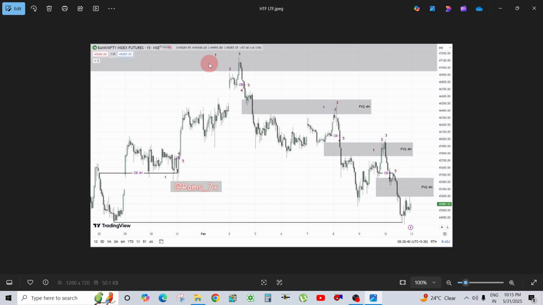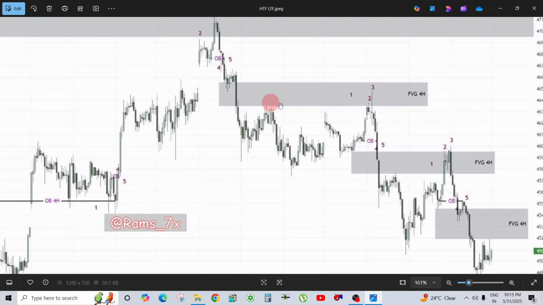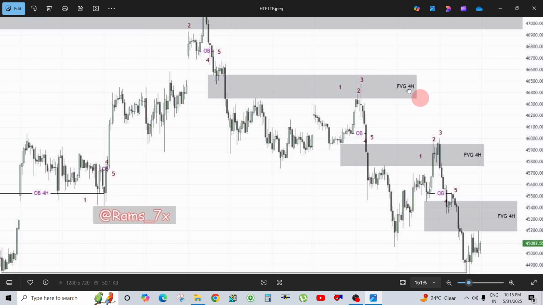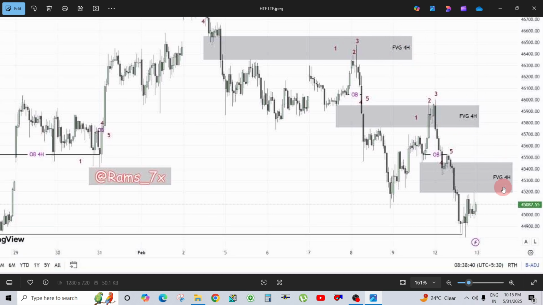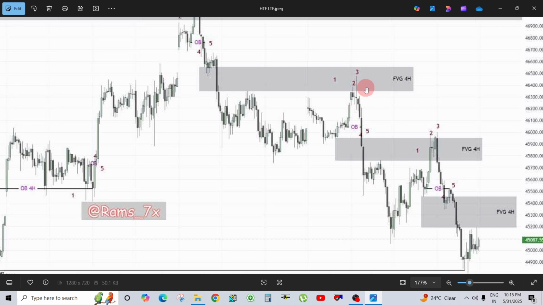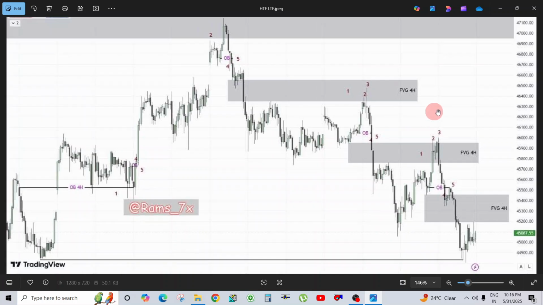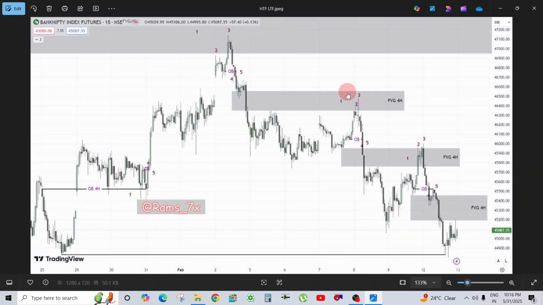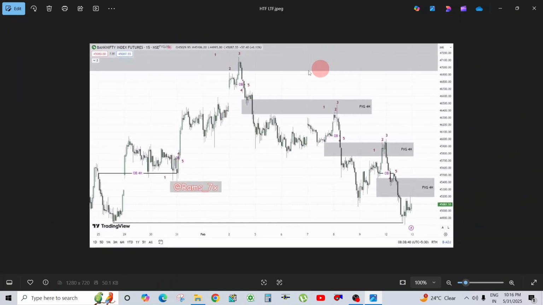If you see here, which is the 15 minutes time frame, order flow is bearish, meaning the trend is bearish. Why? The price is continuously creating a 4-hour fair value gap, which is an HTF fair value gap. So we should not take bullish trades in this scenario. We should always look for bearish setups. If you notice here, this is actually a weekly fair value gap.